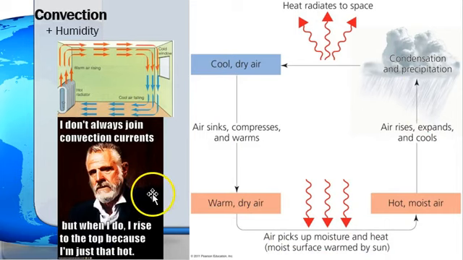So we're going to see this cycle of warm, dry air rising, dropping its precipitation, cooling off, and sinking back again over and over and over again this unit. And this is really going to tell us how a lot of our weather and climate patterns work.